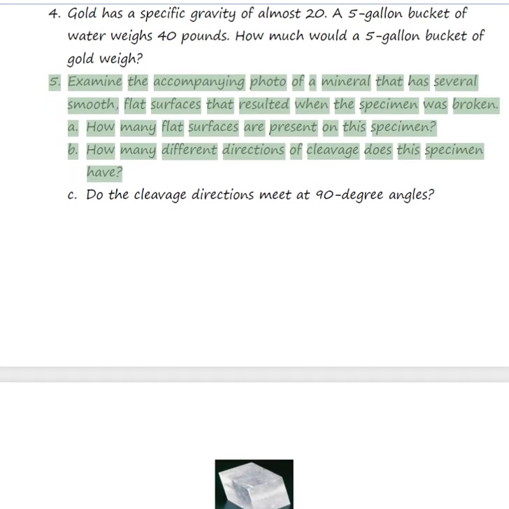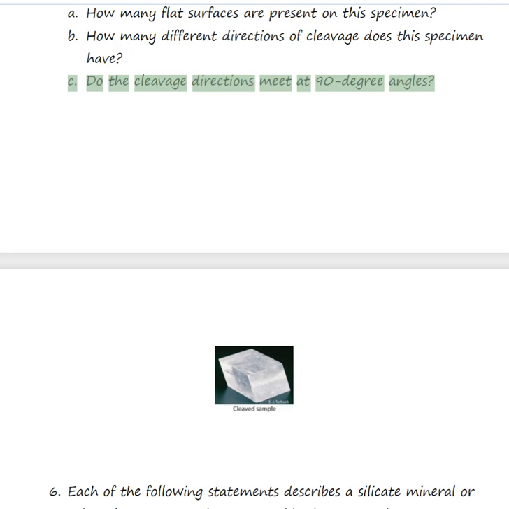5. Examine the accompanying photo of a mineral that has several smooth, flat surfaces that resulted when the specimen was broken. A. How many flat surfaces are present on this specimen? B. How many different directions of cleavage does this specimen have? C. Do the cleavage directions meet at 90-degree angles?